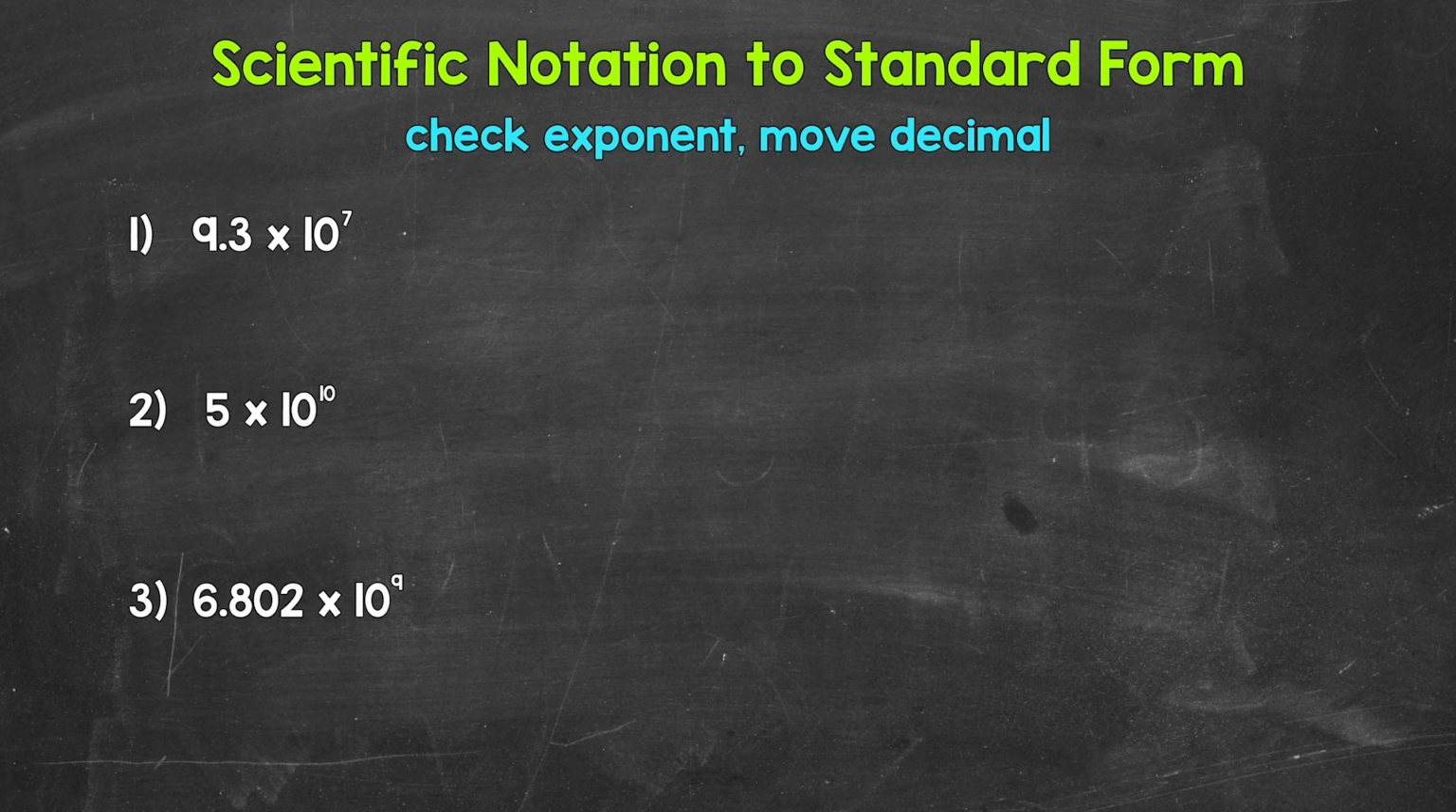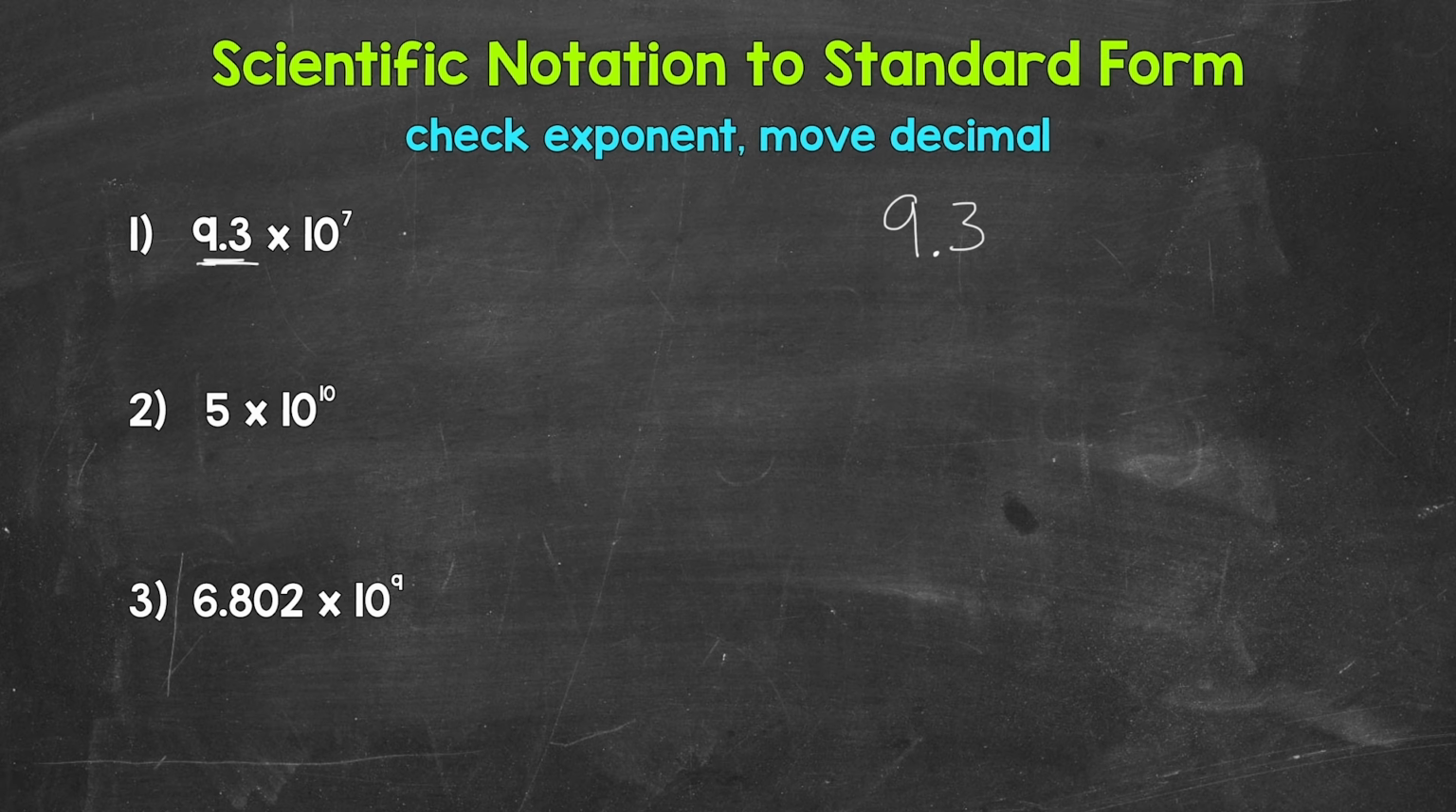All we need to do here is check the exponent and move the decimal. So let's see what this looks like. We'll start by writing 9.3 off to the side. So we're just writing whatever's to the left of the multiplication sign. Now we need to check the exponent. For number 1, the exponent is 7. That tells us that we need to move the decimal 7 places. But which way? Do we move it left or right?